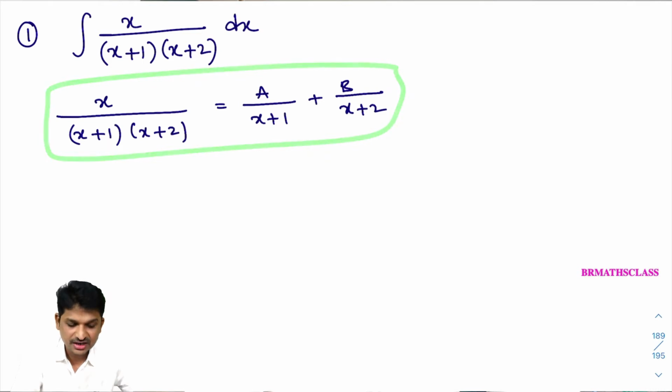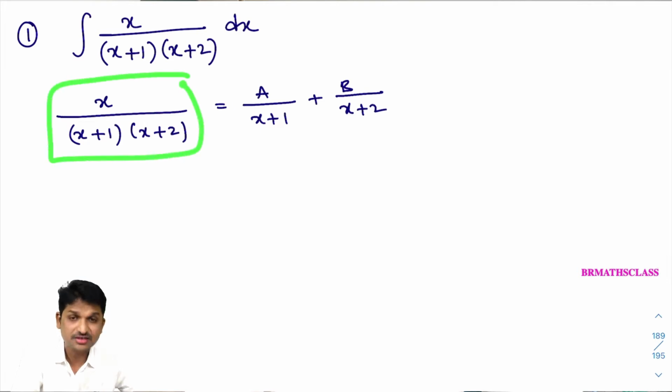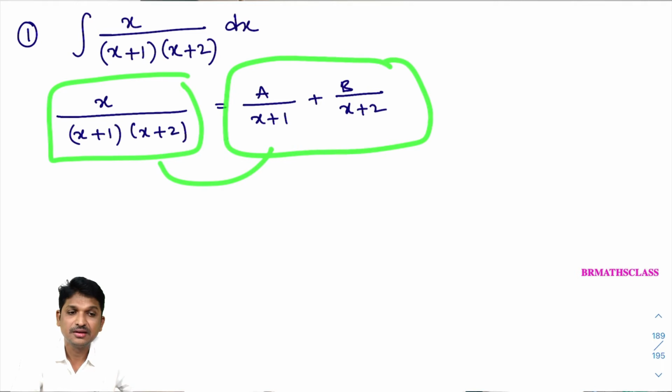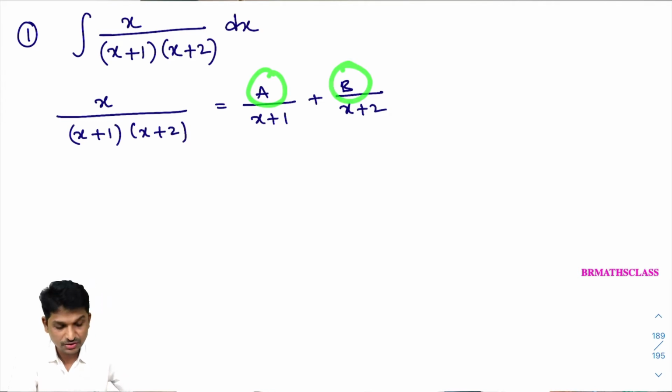We identified that the given question is a proper rational function and the denominator contains non-repeated linear factors. Then how to write this proper rational function into partial fractions? Like this we will write. Okay. Now our first target is finding the values of a and b. How to find the values of a and b?